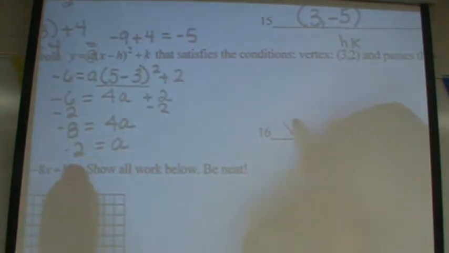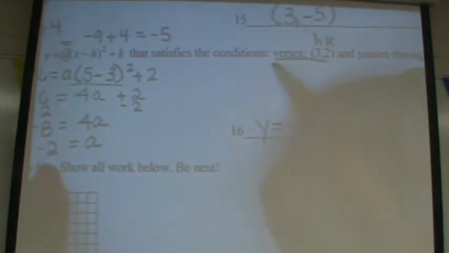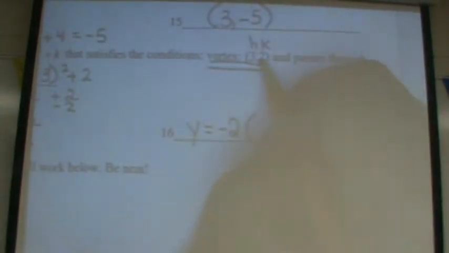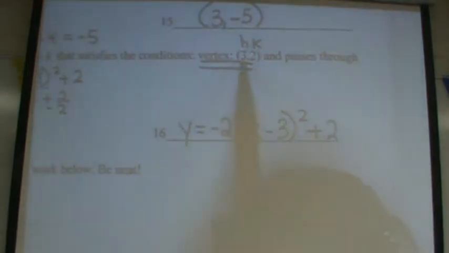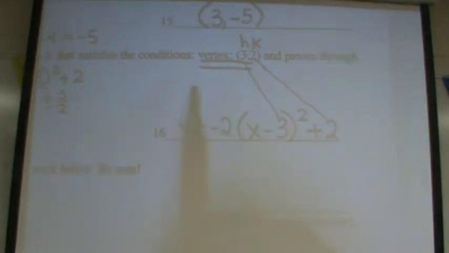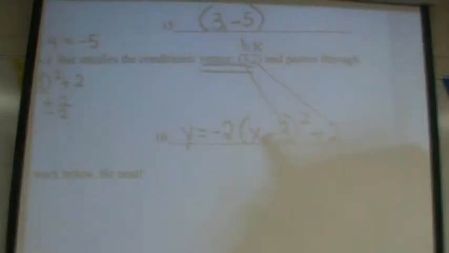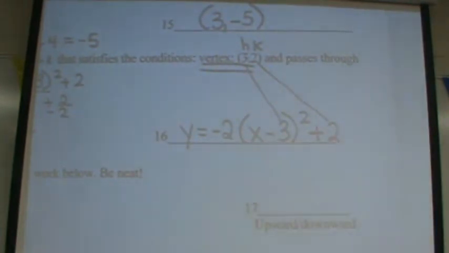So your equation would be y equals -2 times, all you need is your vertex, your hk. So it'd be x minus 3 quantity squared plus 2. H and k are necessary. The a value needed to be found and your y and k to write an equation. Now, of course, you could FOIL this out, multiply the -2, but it's not necessary. You can leave it in this form. This is called vertex form.